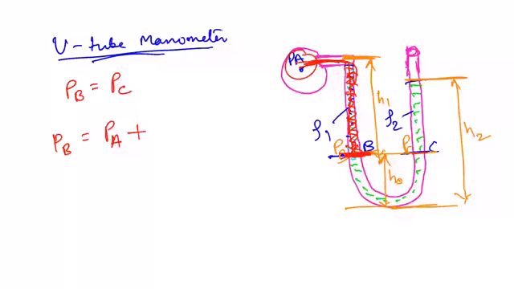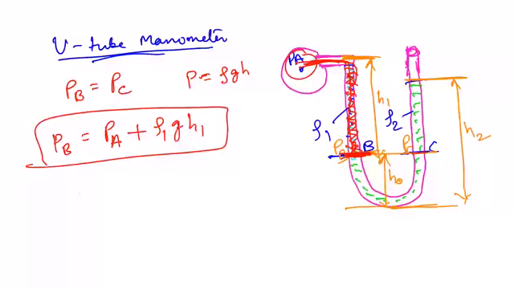The pressure due to a fluid can be found using the relation P equals ρgh. Here this is the working fluid, so the density is ρ1, into g, into the height of the working fluid, H1. So this is how we can find the pressure at B.